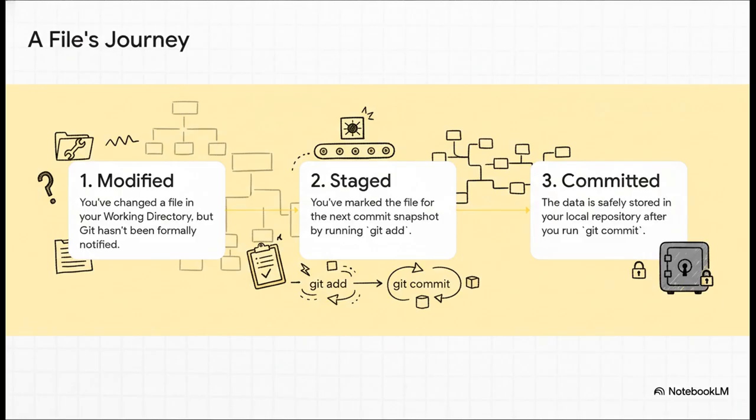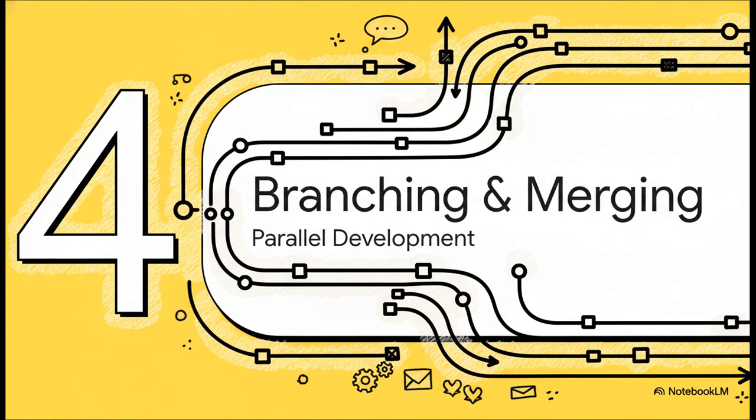And finally, you run git commit. Git takes everything in that staging area, creates the tree and commit objects, and permanently stores that snapshot right in your local repository. Done. All right, now for the feature that truly makes Git a powerhouse for teamwork: branching and merging. This is how entire teams can work on dozens of things at once, without constantly tripping over each other.